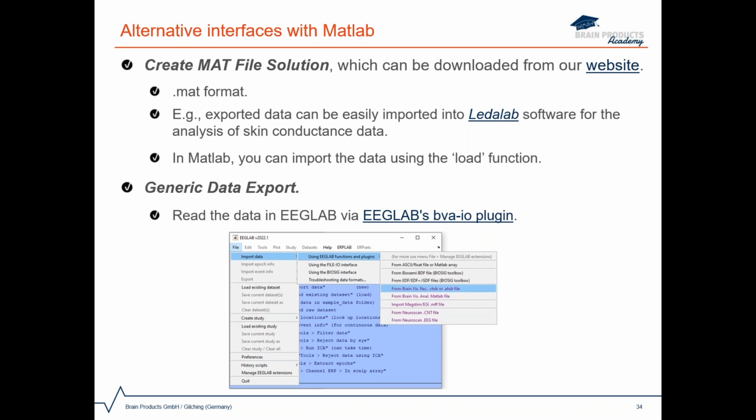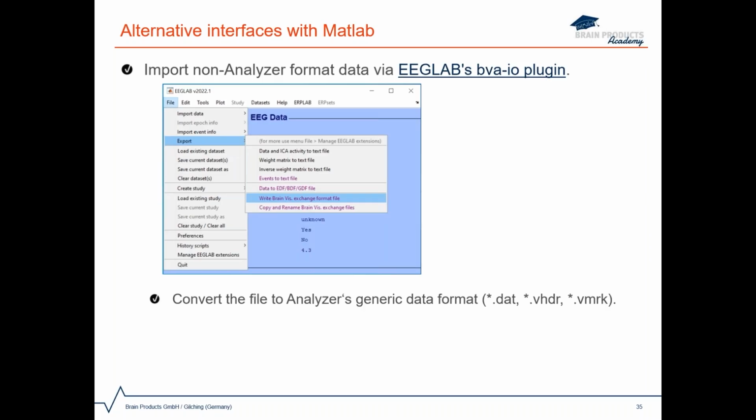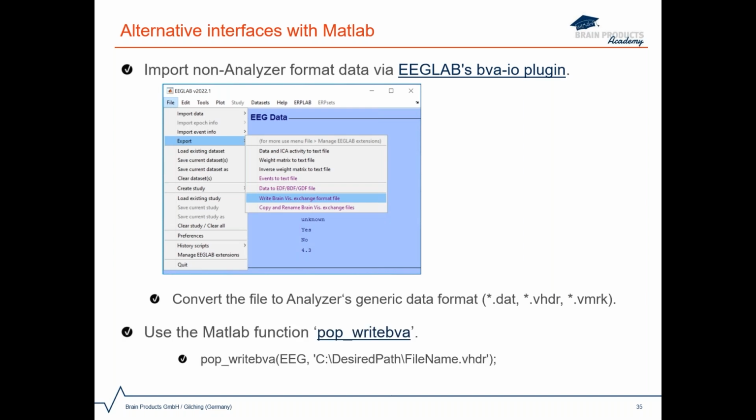It is also possible to export the data in Analyzer's native format by using generic data export in Analyzer. Then this data can be read in EEGLAB via the EEGLAB BVA I/O plugin. In case you have data sets that are not in BrainVision native format, but they can be loaded in EEGLAB, you can convert the data into our native format and import them into Analyzer with the help of the same EEGLAB plugin. Alternatively, you can write a BrainVision file using the Matlab function write BVA.